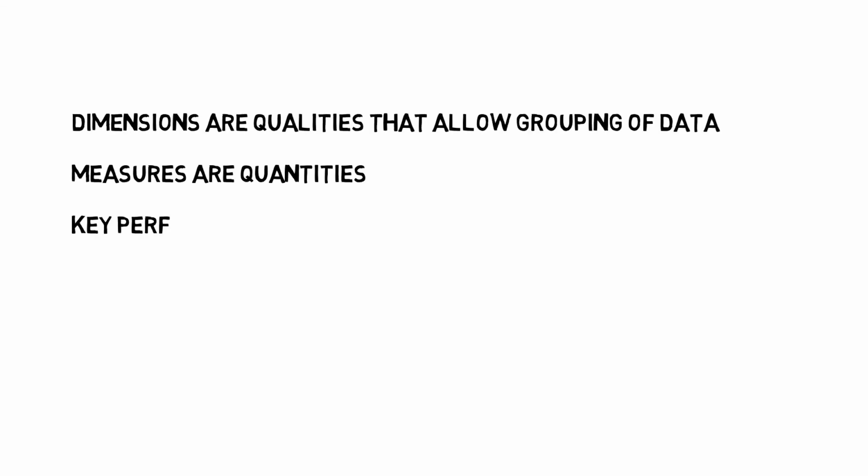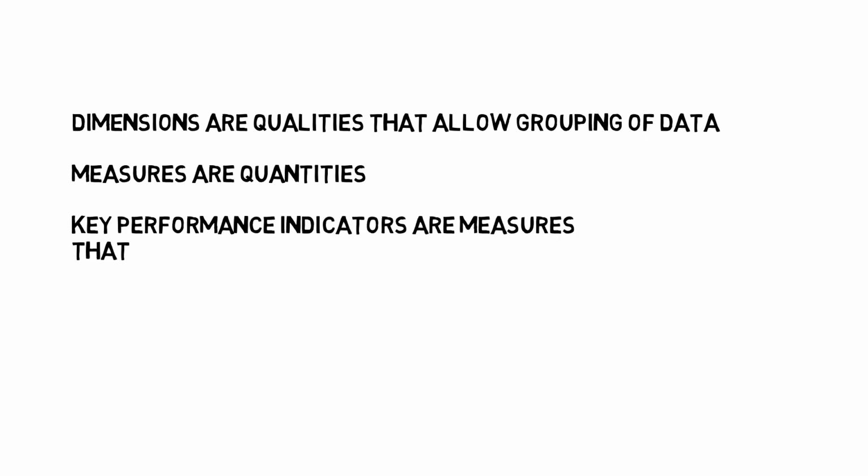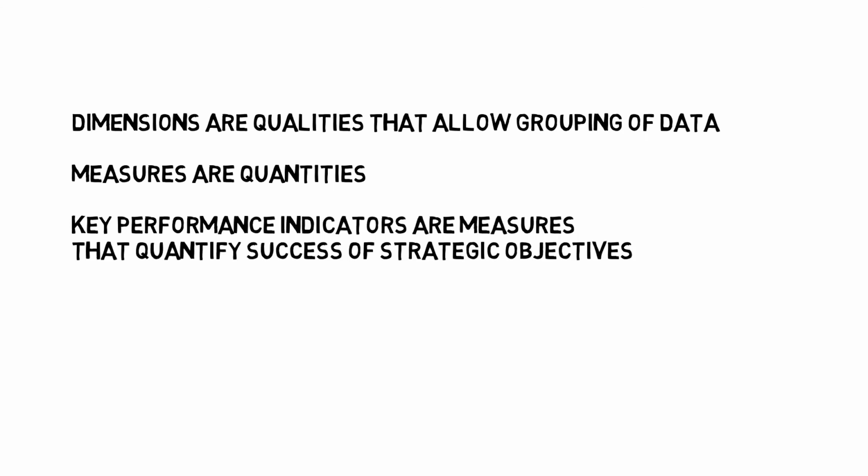Let's very quickly summarize. Dimensions are qualities that allow grouping of data. Measures are quantities. Key performance indicators are measures that quantify the success of strategic objectives.